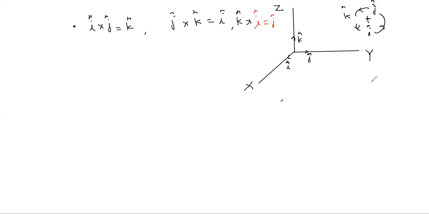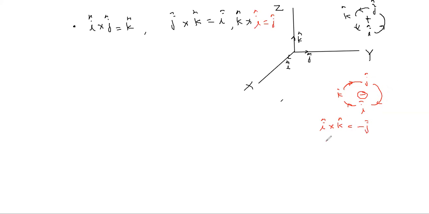If you are moving in the clockwise direction, then it will be minus. Wherever you can write i, j, k, and we are moving in this direction, that means clockwise, so the minus sign will come. If you move i cross k, meaning in this direction, i cross k will be equal to minus j.